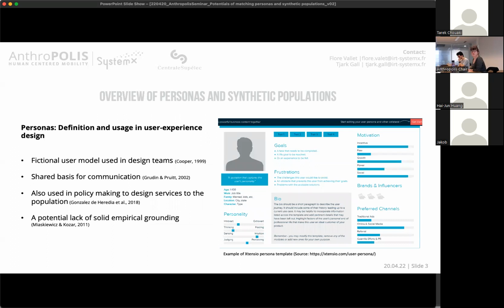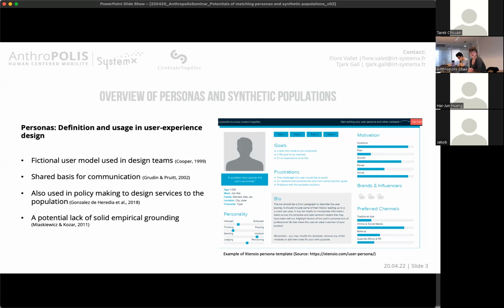So just to give you a little overview, the idea behind it is that personas are used quite a lot in user experience design to develop product and service propositions, and that synthetic populations are mainly used by data scientists for simulations and also multi-agent simulation in mobility.